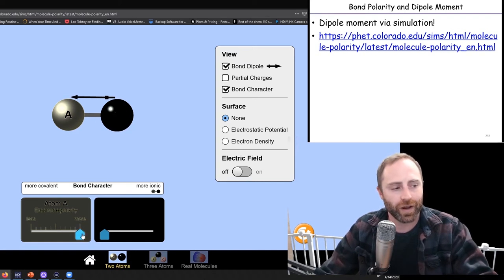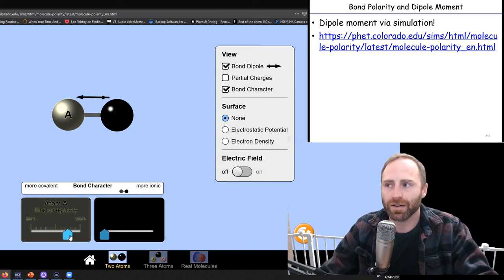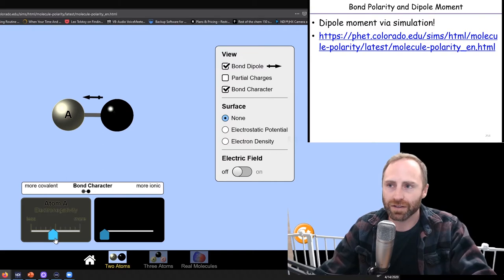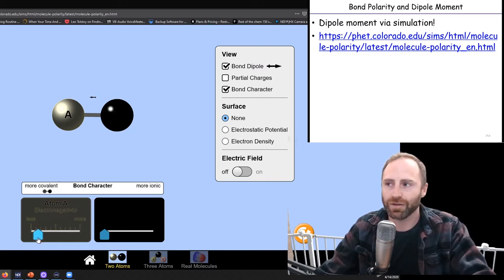Let's take the electronegativity of atom A and let's back it off. So as we are becoming less electronegative, not only are we changing our bond character to be more covalent in nature, we're also making that arrow smaller. Because remember, it's a vector quantity, so it's got a direction and a magnitude. The smaller the arrow, the smaller the amount of difference. So as we go to less electronegative, the arrow is getting smaller and smaller, but it does not change its direction. It continues to go towards atom A until we have no difference in electronegativity. We have a very nonpolar covalent bond, and we've got our arrows there.